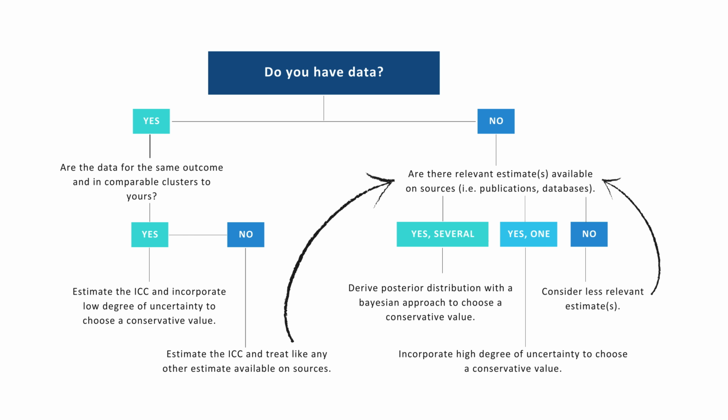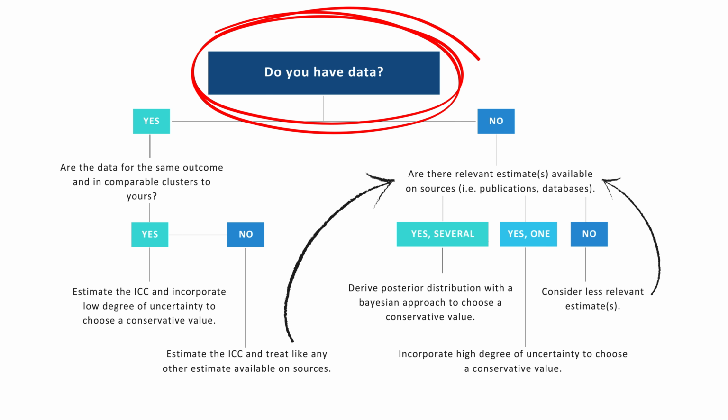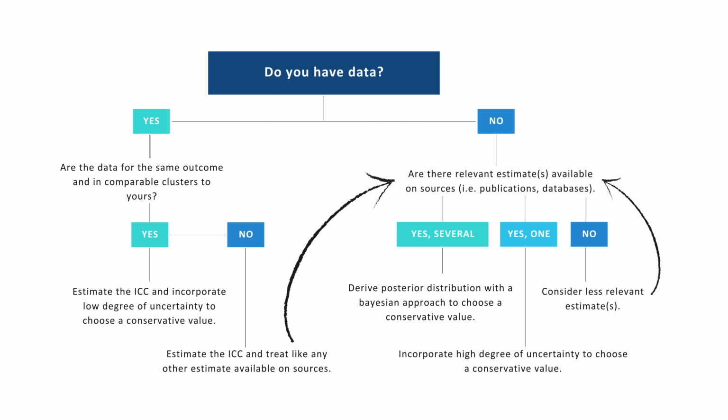The first question to ask is whether you have data that could inform the value of the ICC, coming from a pilot study or routine data collection. If the answer is yes, you could ask yourself, are the outcome variable in the data and the level of the cluster comparable to those of the trial you are designing? If yes, you could estimate the ICC and incorporate a low degree of uncertainty to choose a conservative value, and we'll see how we can do this using the app.